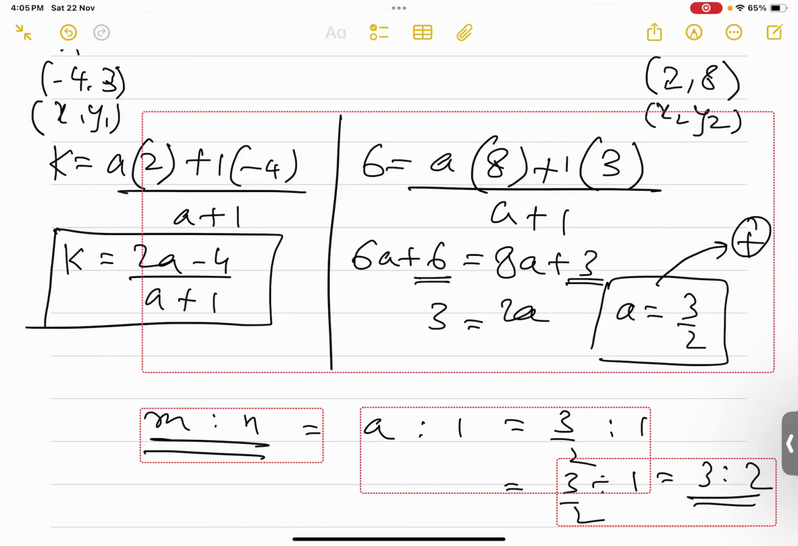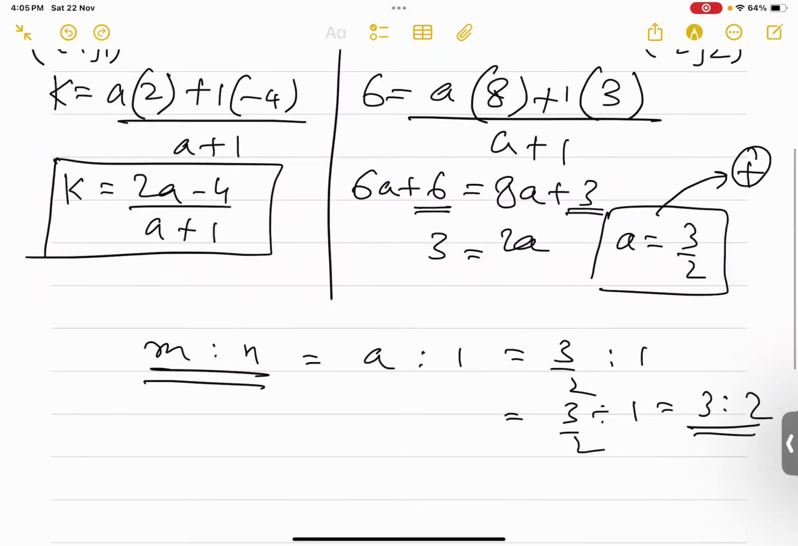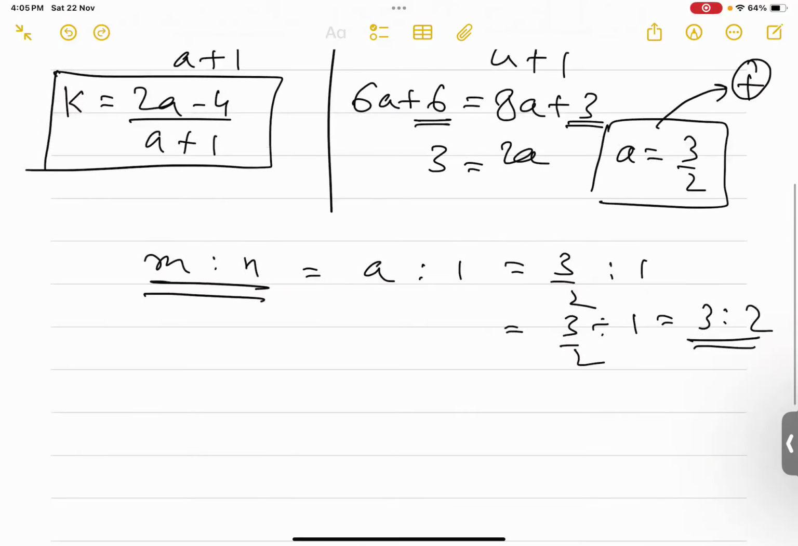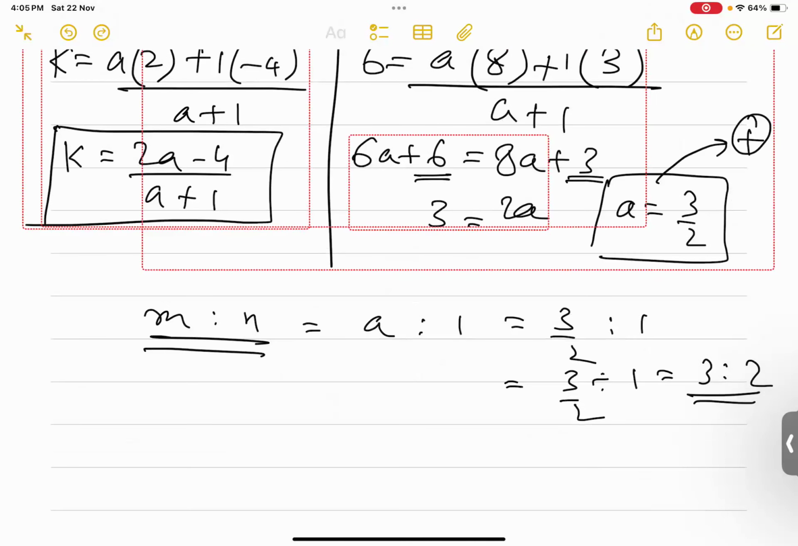In such types of problems, last time we took the value of m as k. So if k turns out to be positive, or in this problem a turns out to be positive, then it is internal division. And if a turns out to be negative, it is external division. So remember this point. Now I'll just write it down over here.